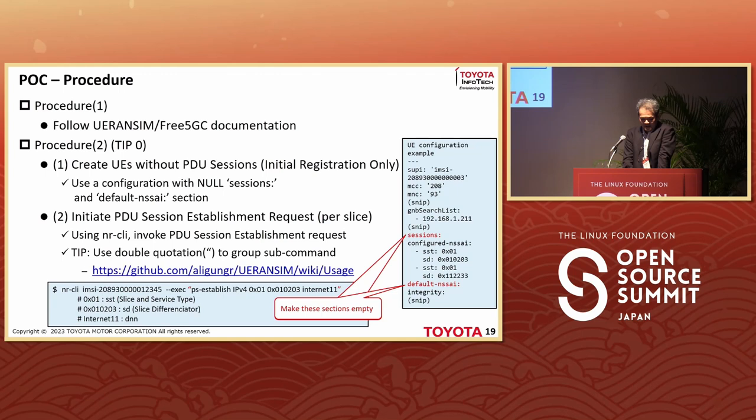And here, I'd like to share one tip. As I explained, the UE setup procedure can be divided into two phases, initial registration and PDU session establishment. And actually, UERANSIM has a CLI, the so-called NR CLI. And by doing some tricks with the configuration and the commands, we can separately carry out the two phases, initial registration and PDU session establishment.